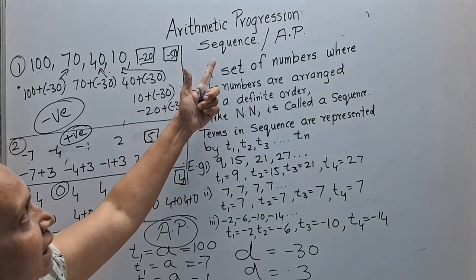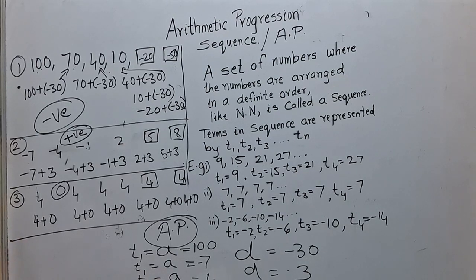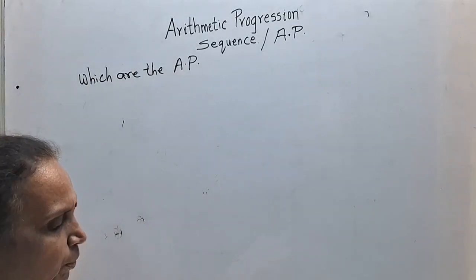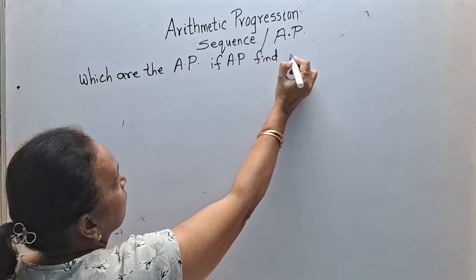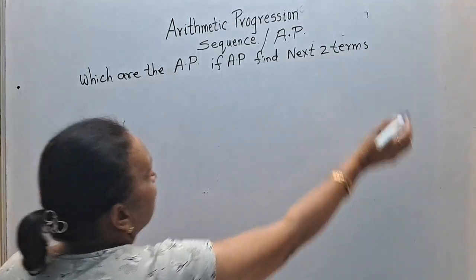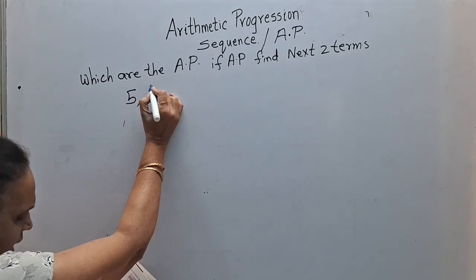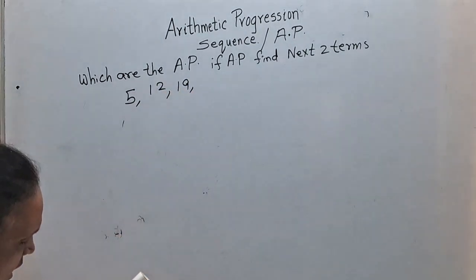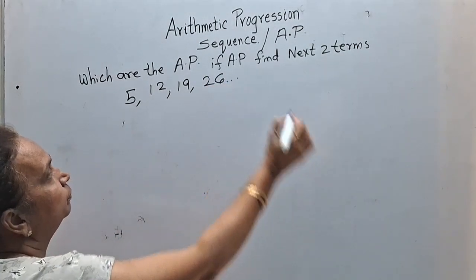Okay. So hopefully what is a sequence you have understood, and what is an arithmetic progression you have understood. Okay. Now we will do a few examples based on arithmetic progression. And if it is an AP, find the next two terms. Okay, this is the usual question asked for 2 marks. Okay, so now this will be the sequence 5, 12, 19 and 26. Okay, dot dot dot of course.